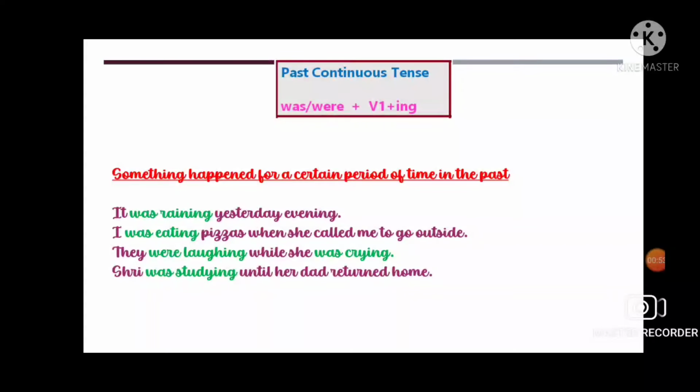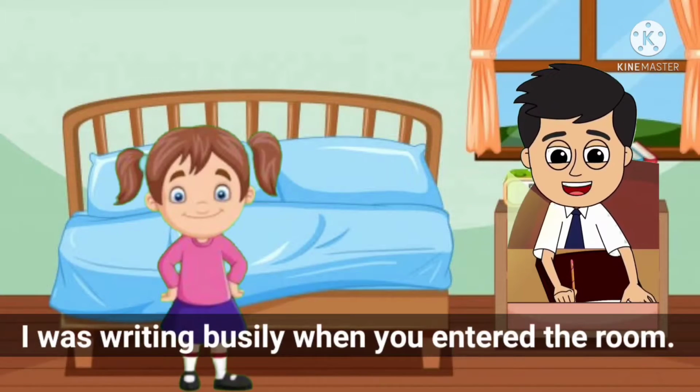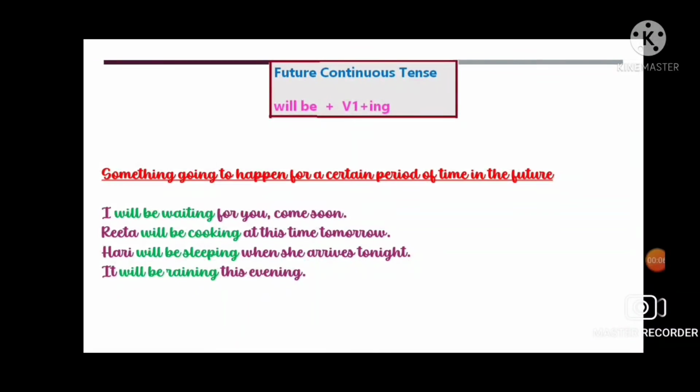And till what period of time it happened? She was studying until her dad returned home. So these are the different usages of past continuous tense, but most often we use it along with when. I was writing busily when you entered the room. Coming up next, future continuous tense.